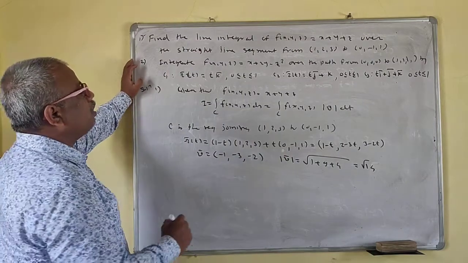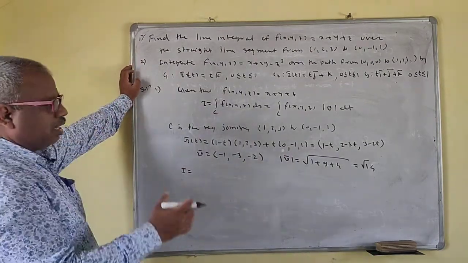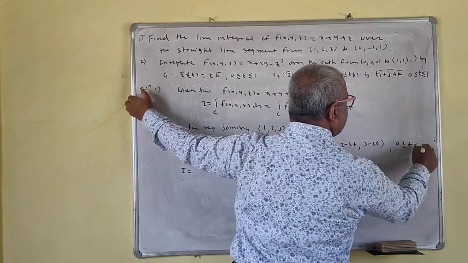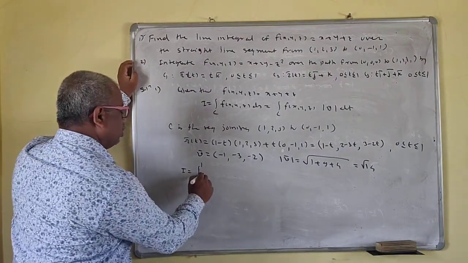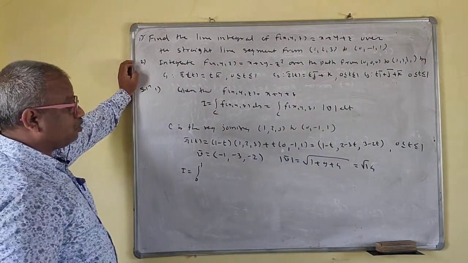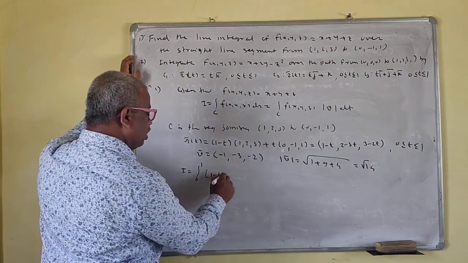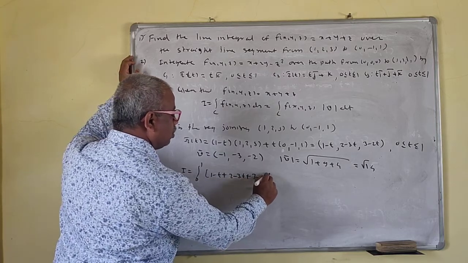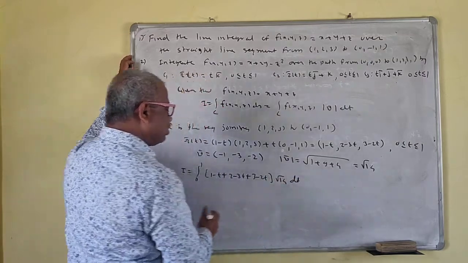Now we write the usual integration. The range of t is always 0 to 1, t less than or equal to 1. So what is f of x, y, z? You have to take the sum of these: 1 minus t plus 2 minus 3t plus 3 minus 2t, times mod of v bar, root 14, dt. Just integrate this.